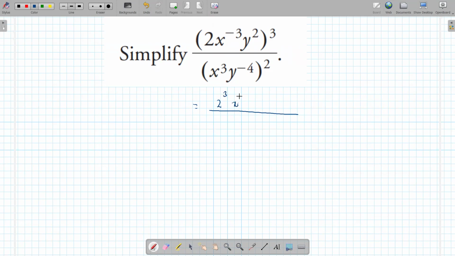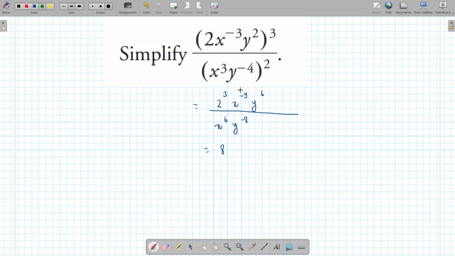What's the power of x on the numerator? Negative 6 or 9? 9. What about y? 8 or 6? 6. Same thing on the bottom. It's going to become x to the 6, y to the negative 8. 2 to the power 3 is 8.